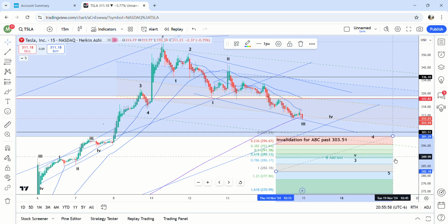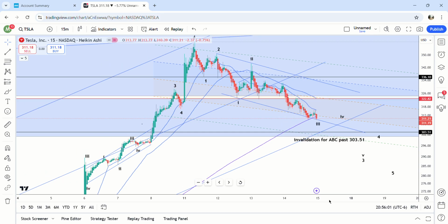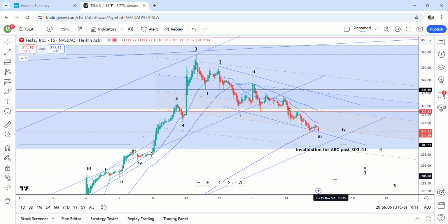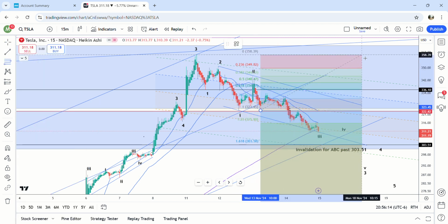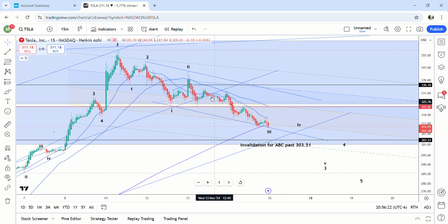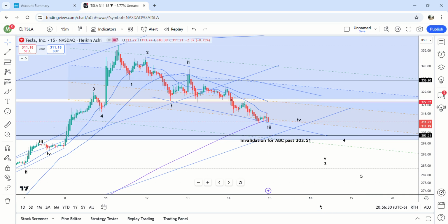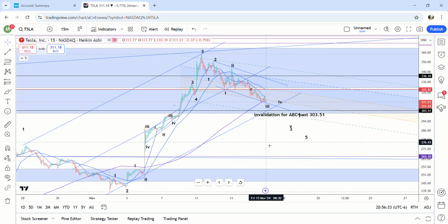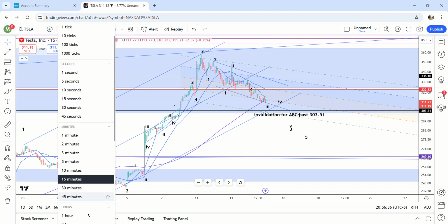Right now, the 20 DMA is at 268. I already have invalidation as past 303.51, because if this is ABC or WXY, then I'm looking at the 1.61 fib of this right here, which is at 303.51. That's going to be a warning sign if it goes below 303.51. And then I'm going to start switching my attention to this count right here, potentially shorting and making some money to the downside.